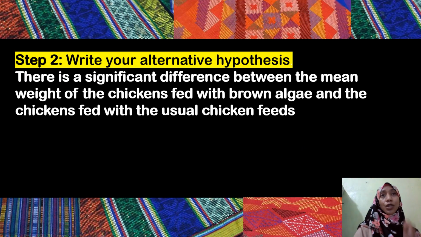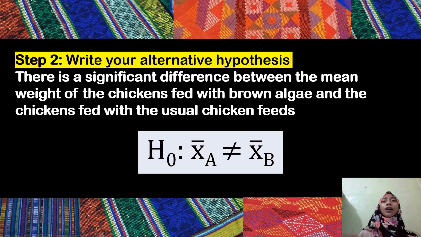Step 2 is to write your alternative hypothesis. In our case, our alternative hypothesis is there is a significant difference between the mean weight of the chickens fed with brown algae and the chickens fed with the usual chicken feeds. Or in formula, we write it this way. The mean weight of A is not equal to the mean weight of B.